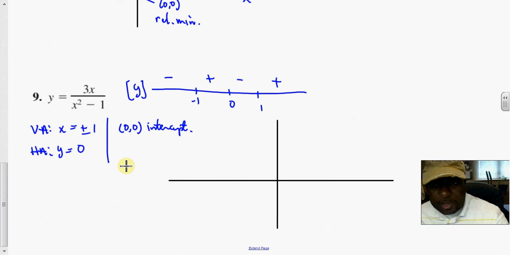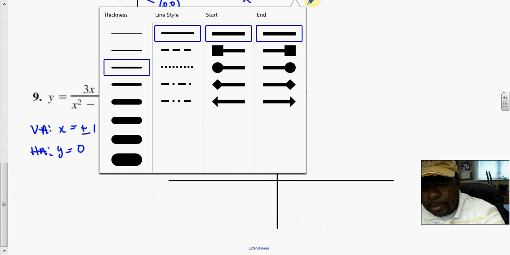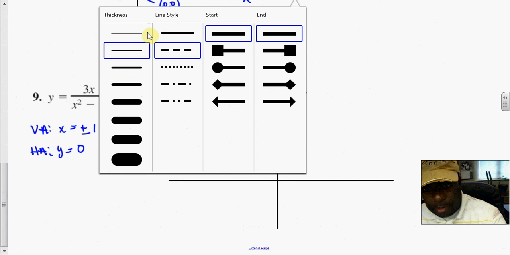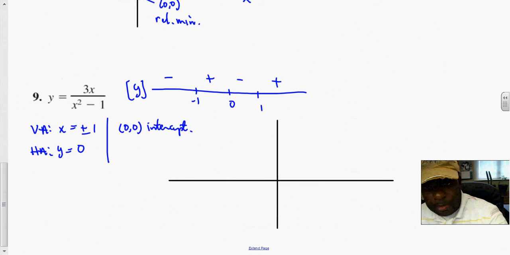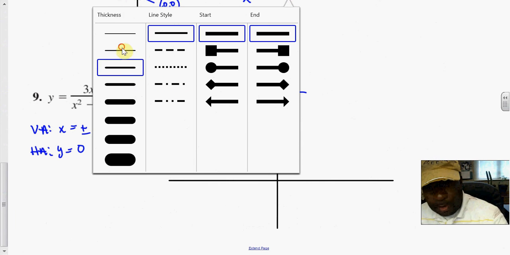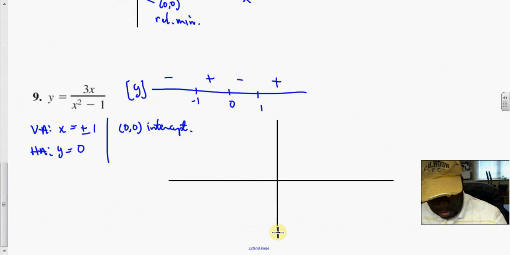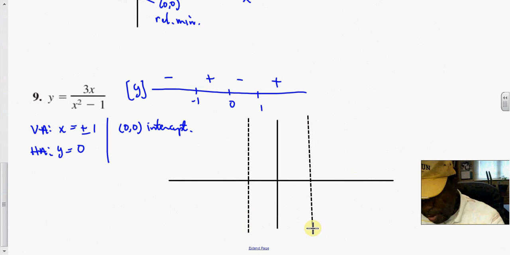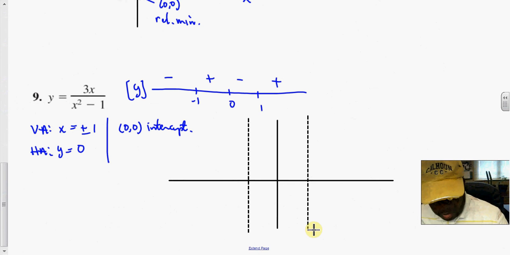Now for our asymptotes. Let's use red for asymptotes. That's pretty good. It won't be straight. Asymptotes x equal to negative 1, x equal to positive 1, and then y equal to 0 is the x-axis.